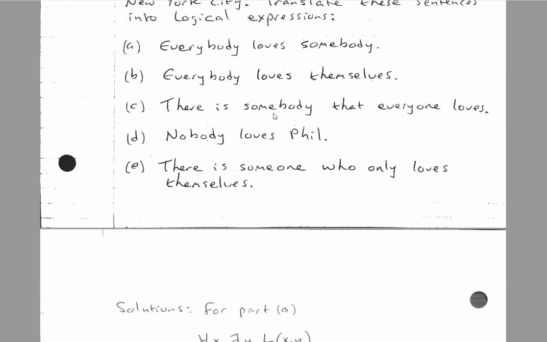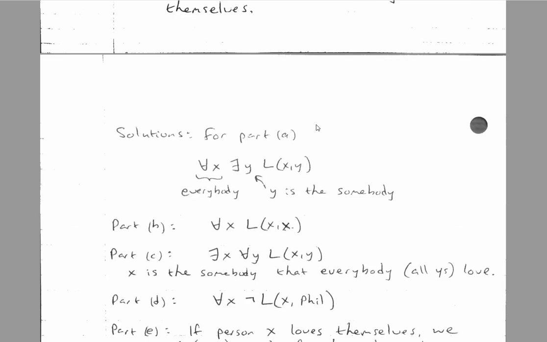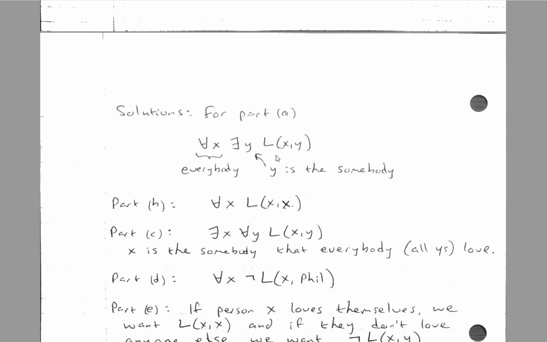Okay, so the first one, everybody loves somebody. Remember, L of x comma y says that x loves y. Everybody loves somebody. So for all x, that's everybody, there exists a y, there is a somebody, so that x loves y. All right, so this is what we need for the first one.